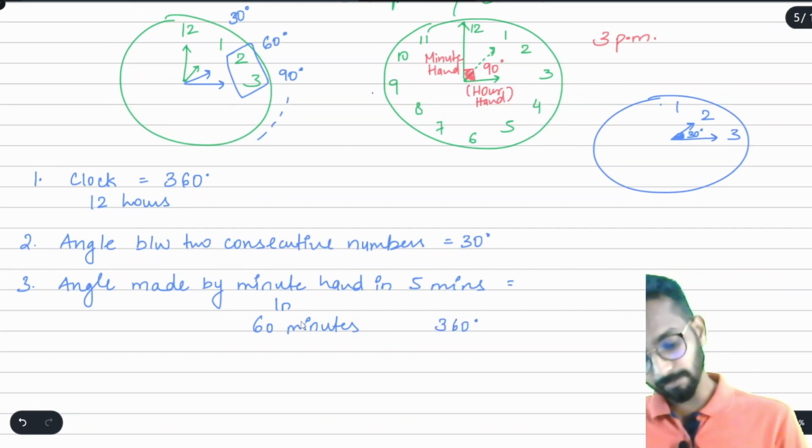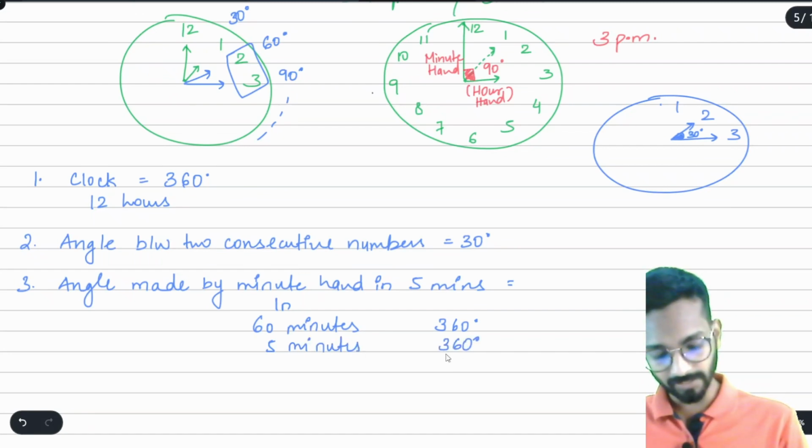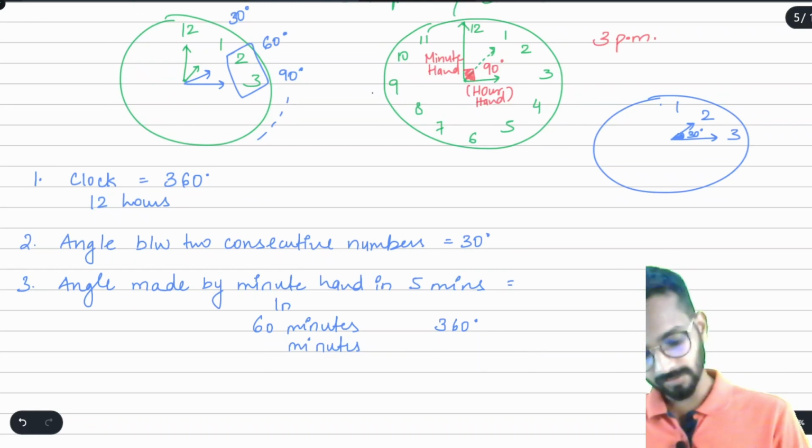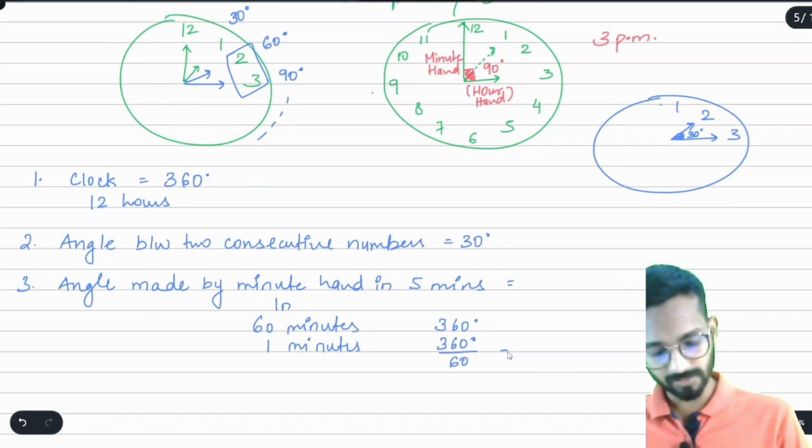Simple enough. But in 5 minutes the minute hand will complete 360 degree divided by 60, multiply 5, or you can also write it stepwise, so it will help us. 60 minutes 360 degree, so in 1 minute it will be 360 degree by 60 minutes, that is 6 degrees. It will make an angle of 6 degree per minute.